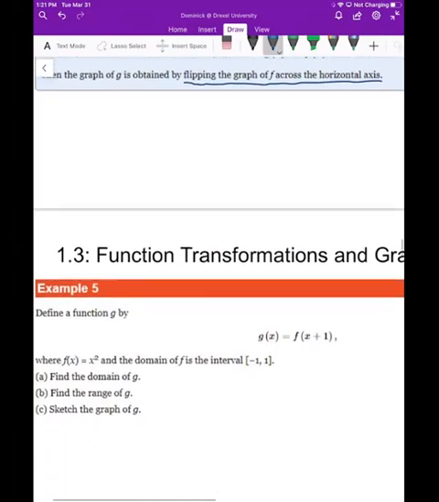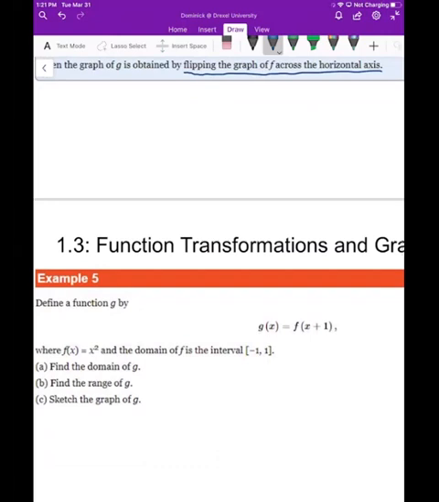Okay, now let's take a look at what happens when we're messing with the inside. Now here's where the domain is going to be different. All right, so domain is definitely different. So the domain of F was negative 1 to 1.